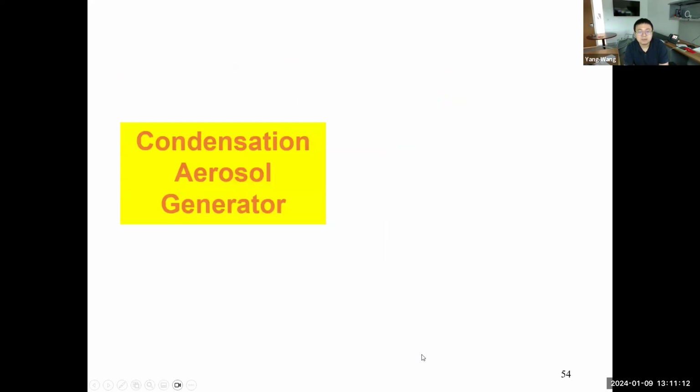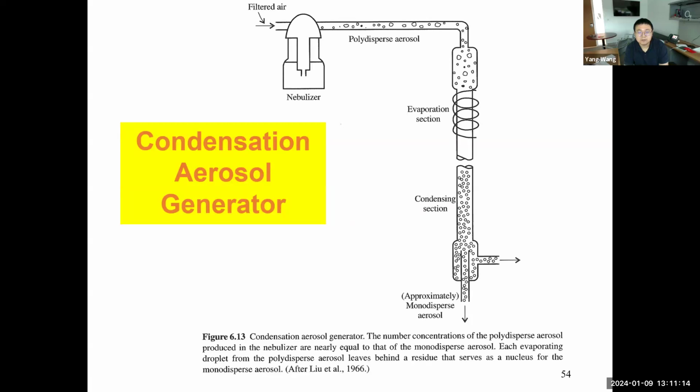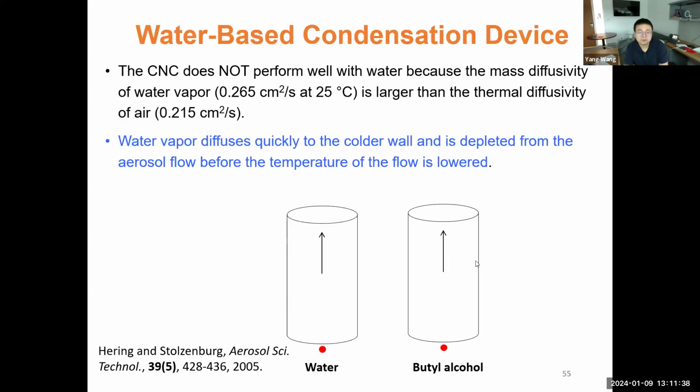Using the condensation method, you could also generate particles, because after condensation, they're going to have a similar size, monodisperse size. So this is where people can generate particles of different sizes, right? You can see larger and smaller ones, but then you let it go through the evaporation and condensation, and then you can get particles of monodisperse size, or approximately monodisperse size, for calibration or for other purposes.